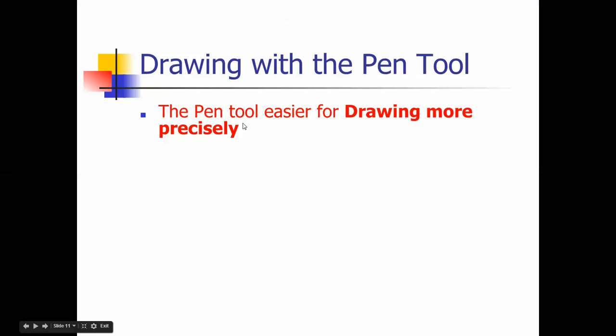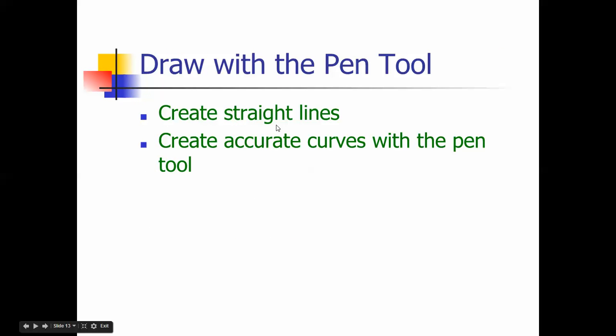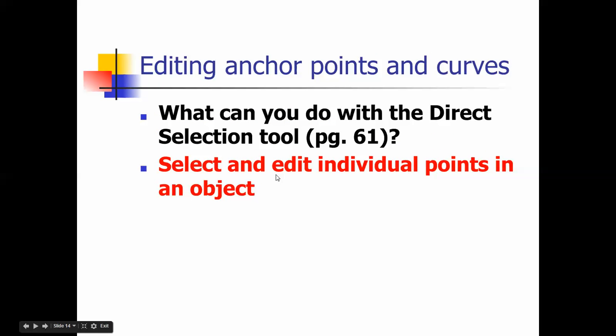So as we saw, with the pen tool, you can draw more precisely. Okay, write this down. A Bezier curve is a curve in a vector base. You can read it, but you can see that it has anchor points and it has handles. Okay, so write all this down. Hit pause and write this down. Okay, so in your drawing, you're going to need to do straight lines and accurate curves with the pen tool. Okay, what can you do with the direct selection tool? You can select and edit individual points and handles of an object.